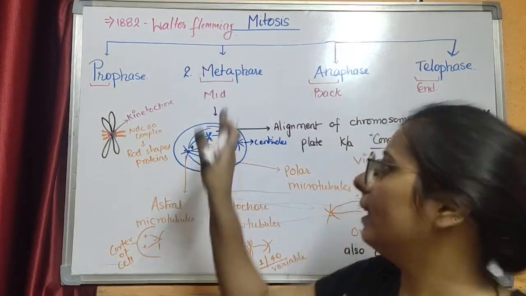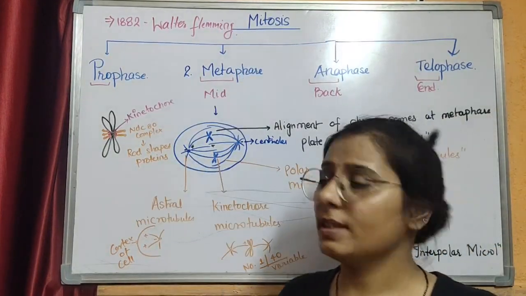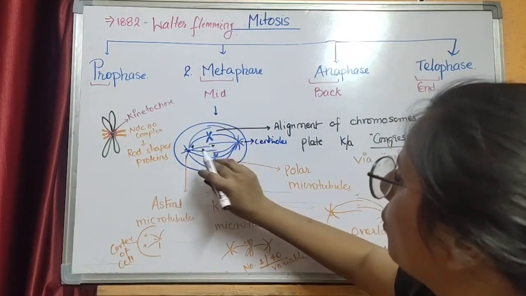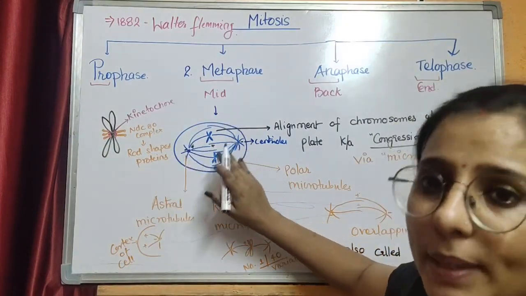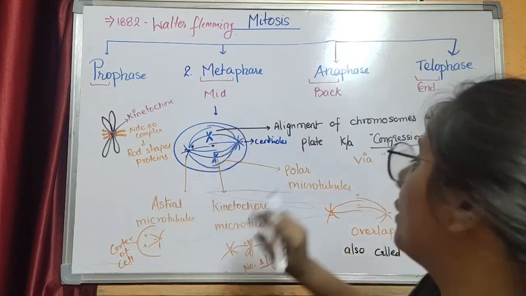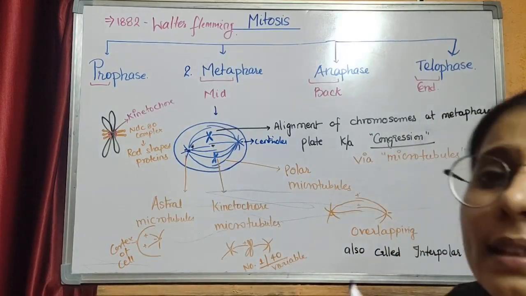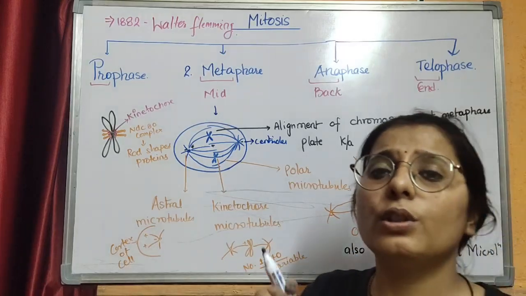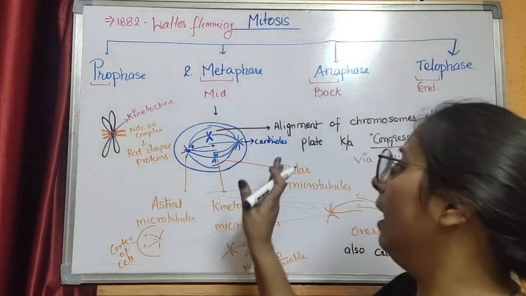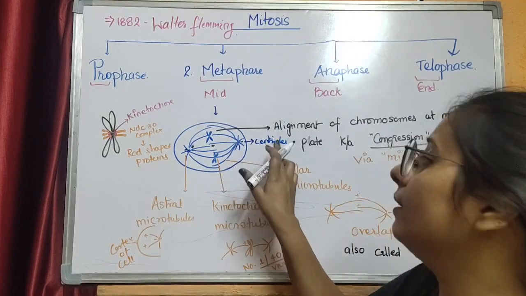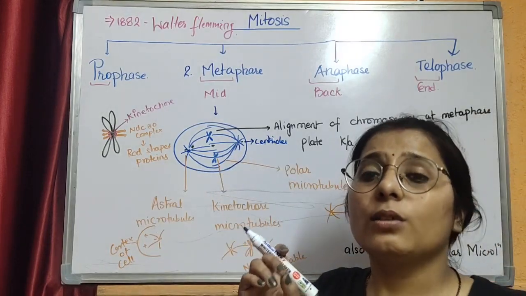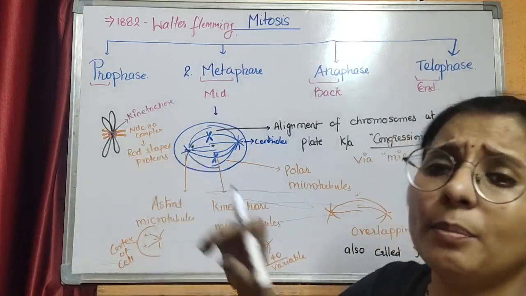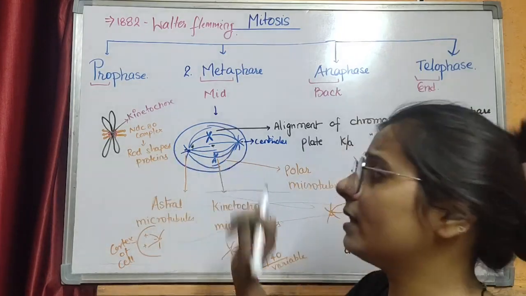Coming to the second phase, that is metaphase, the mid phase. In the metaphase stage, there is alignment of chromosomes at the metaphase plate. This alignment is called congregation, and it occurs via microtubules. This microtubule filament formation occurs by the centriole. The two centrioles, known as the centrosomes, are present at the two poles of a cell.